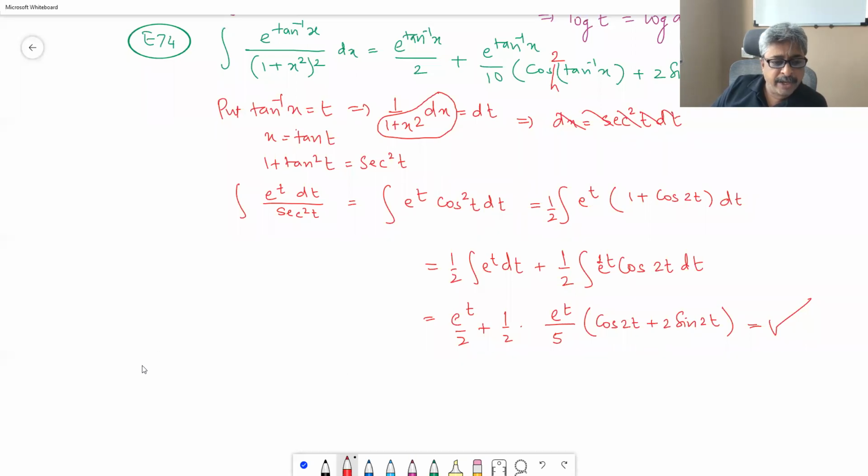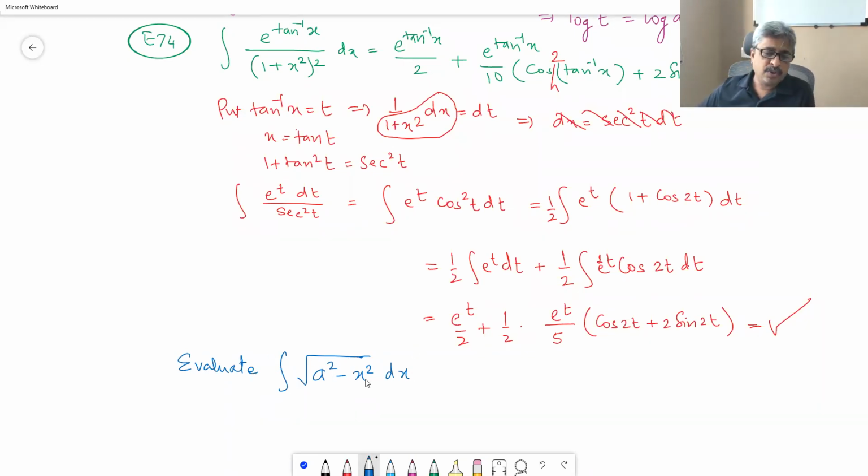Formula: evaluate integral radical a square minus x square. Now, these are a few more algebraic integrals which are similar to the 6 integrals that we had written a few lectures before. These are also to be remembered along with them because they are similar and you will get confused. So first of all, derive how much is this?